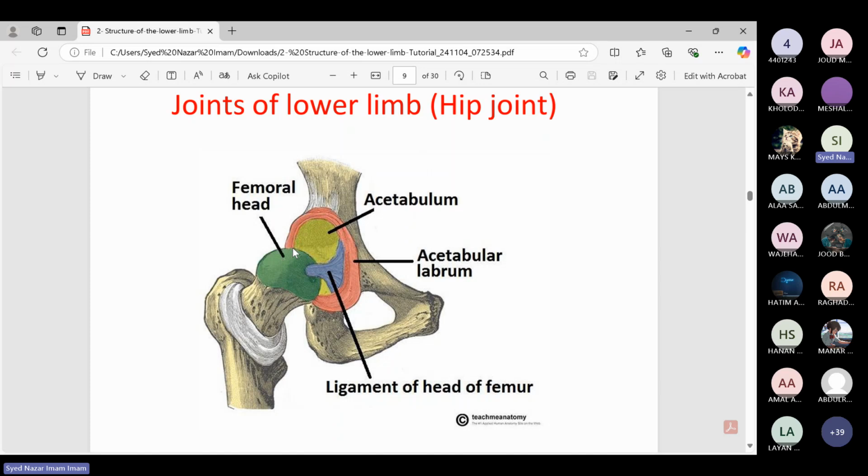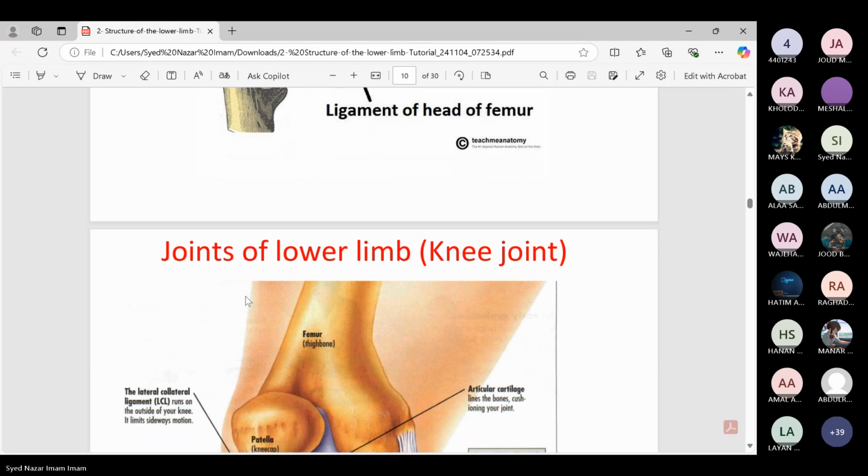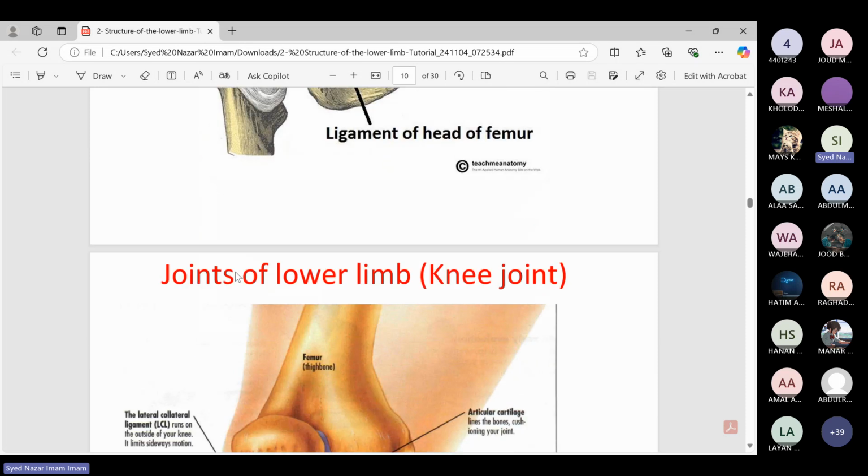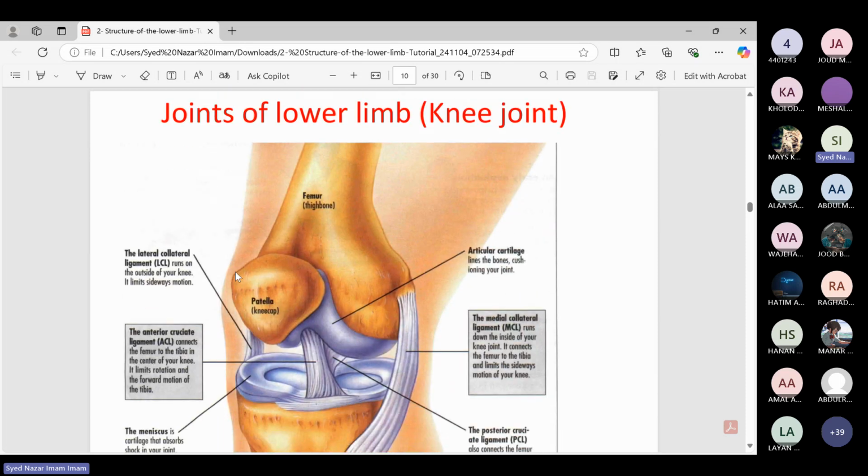Now, apart from these two, we have each ligament coming from three different parts of the bone, from the pubis, from the ischium, and from the ilium to the femur. And we call them iliofemoral, ischiofemoral, and pubofemoral ligaments. Movement we'll see later after we finish the muscles. So just now, what kind of joint it is, what are the bones forming the joint, and what are the ligaments. Now let's go to the very important joint of the lower limb, and that is the knee joint.